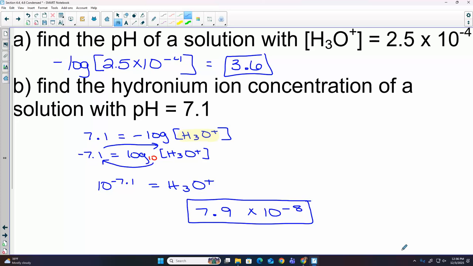So these two examples were just manipulating that log, or that pH formula. Are there any questions on those?